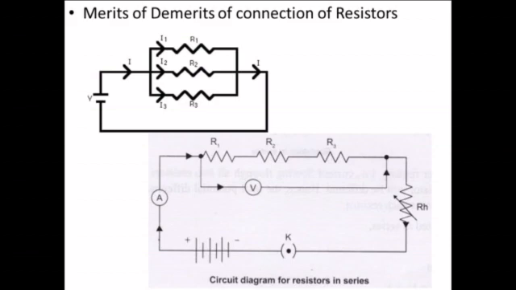Next, if 3 bulbs are connected in parallel with a 240 volt supply, all the 3 bulbs get the same voltage. If any one bulb gets fused, the current continues to flow through the other 2 bulbs and they will work. Thus, in the parallel connection, breakup does not occur.